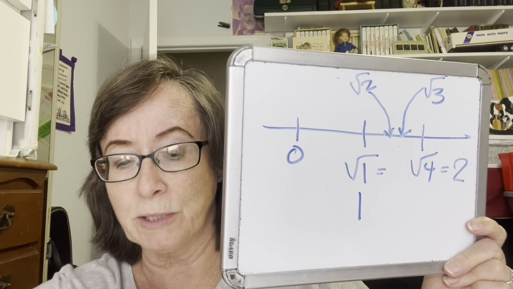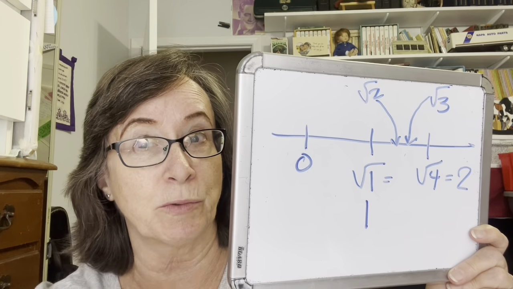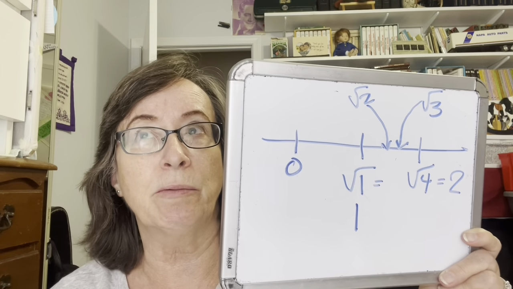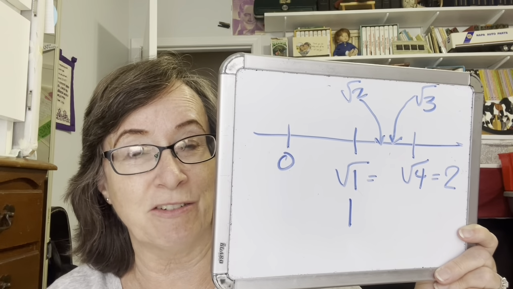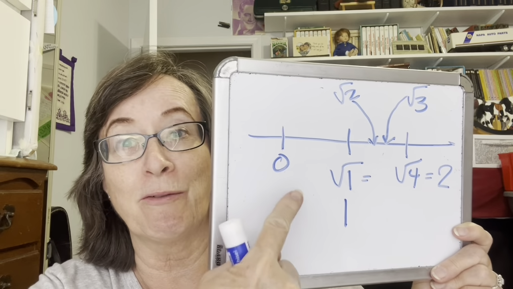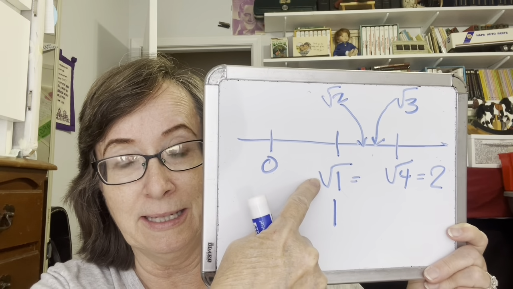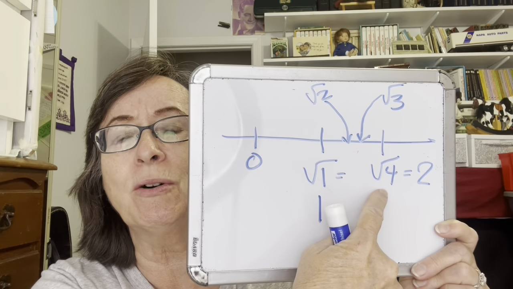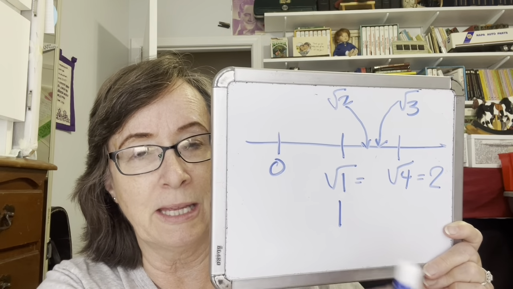Okay, so when we're talking about square roots, we just finished talking about roots and powers, and a square root is what we would need to multiply by itself to get the number that we're talking about. So the square root of 1 is 1 because 1 squared is 1. Okay, and the square root of 4 is 2 because 2 squared is 4.